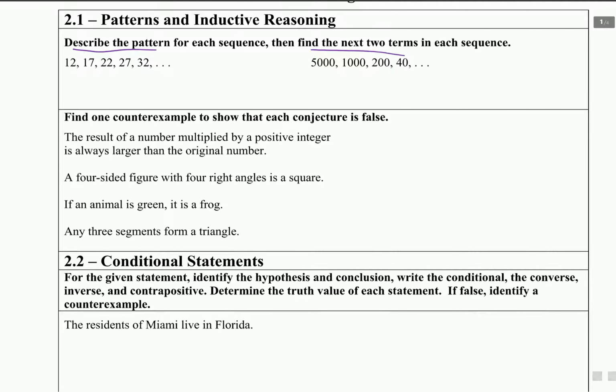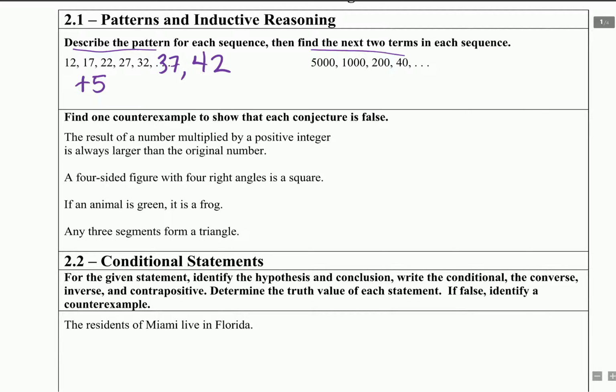We go from 12 to 17 to 22 to 27 to 32. To me, it looks like if we add 5 to the previous term, we get the next term. So 32 plus 5 is 37, and 37 plus 5 is 42. That looks like it fits our pattern nicely.